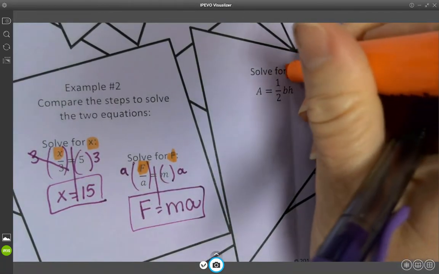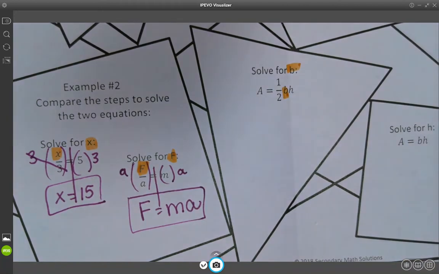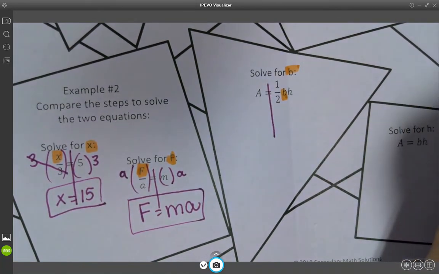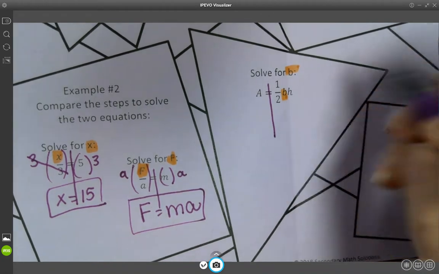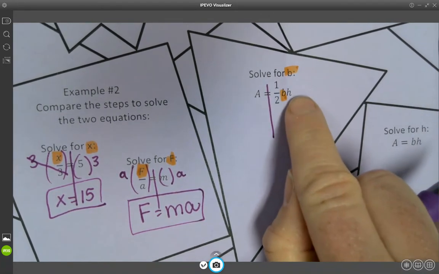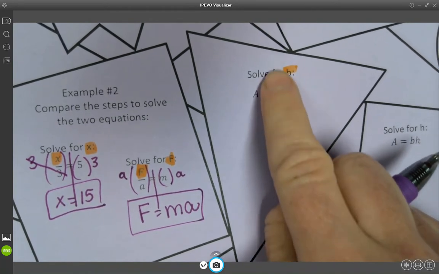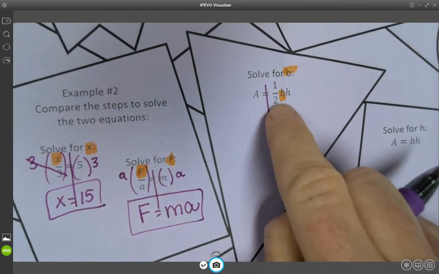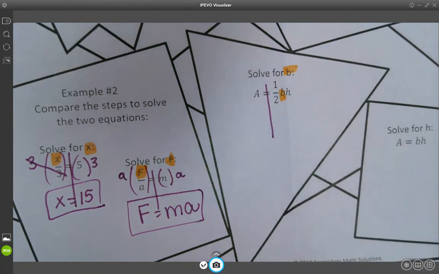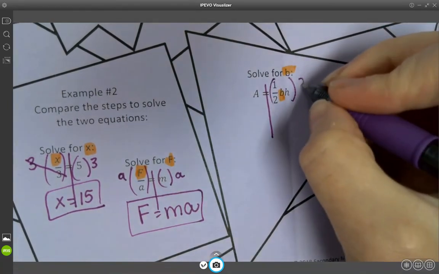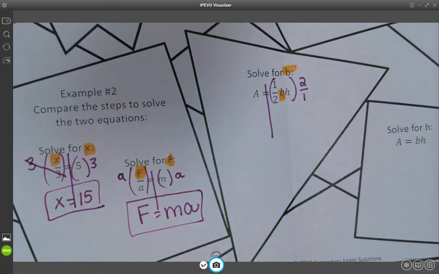So now we're going to solve for b. We need to get rid of both half and h. So we can get rid of half first. What's the opposite of multiplying by half? Remember with a fraction, my favorite word? Reciprocal. We're going to multiply both sides by the reciprocal, 2 over 1.